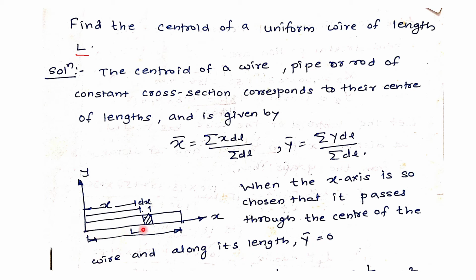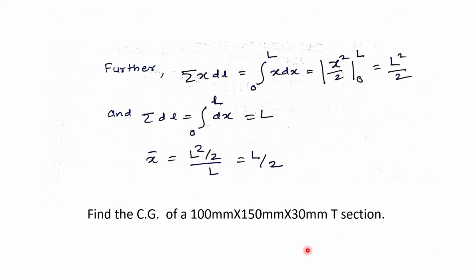It means we are considering this particular length symmetrical about the x-axis. The same exercise you can do by considering it symmetrical about the y-axis. In that case, our x bar is equal to 0. So here we are considering it symmetrical about the x-axis. Definitely, we will get sigma x dl equal to the integration over the total length from 0 to L of x dx, and by solving the integration and putting the limits, we get L square by 2.